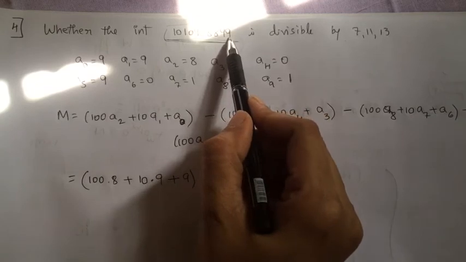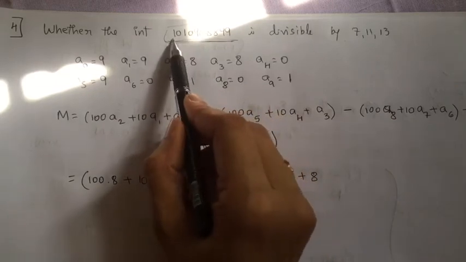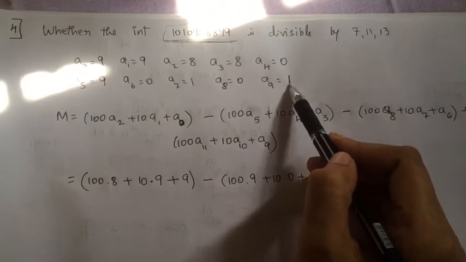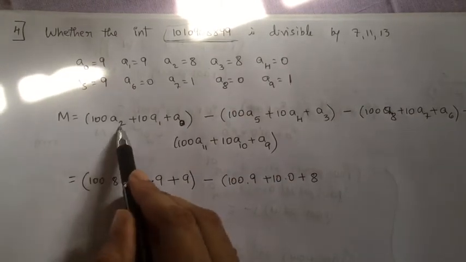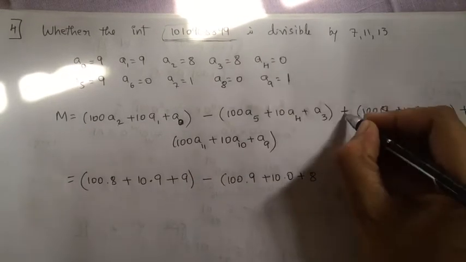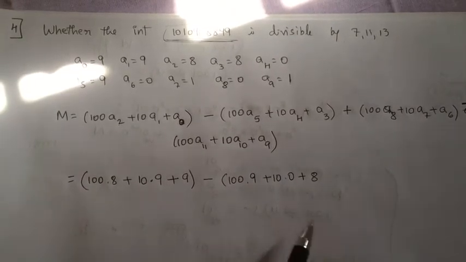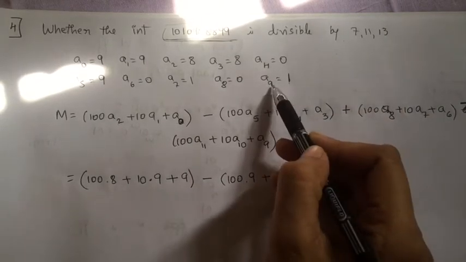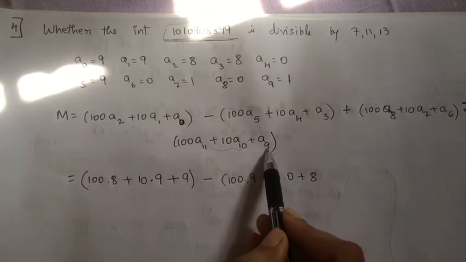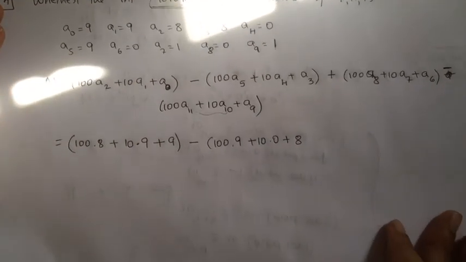So A0 is 9, A1 is 9, A2 is 8, like that a total 10 numbers are there. So A9 is 1. Now I'll use the expansion of m. It is 100 A2 plus 10 A1 plus A0 minus dash dash dash. This is plus, and sorry, this is minus. Alternate positive negative signs. Okay, till A9, 10th term is there. So if to write, these two are not necessary to write. They are not there, but A9 is included. Okay, now I'll just substitute and I'll do the calculation part.